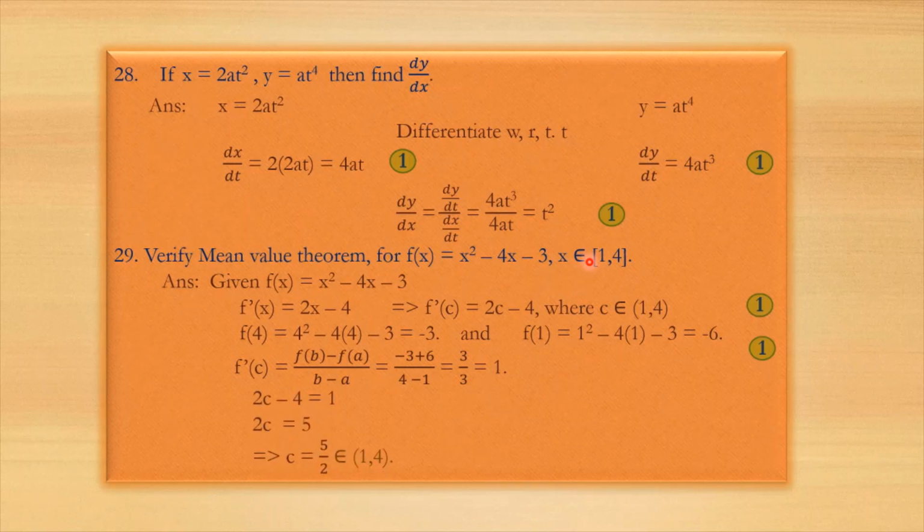So here you see f'(c) is 2c minus 4, and f'(c) is equal to 1. Just simplify these both, I'll be getting 2c minus 4 is equal to 1, which implies c is equal to 5 by 2, which is between 1 to 4, which is in the interval of (1, 4). So which carries 1 mark to you. So finally, we'll be getting 3 marks for this.